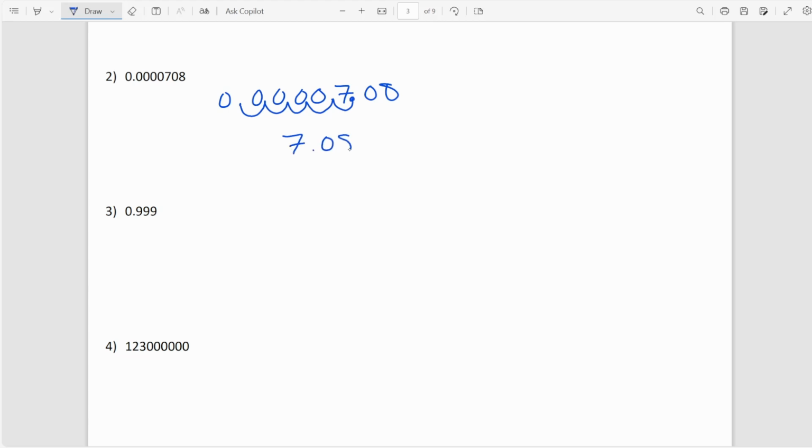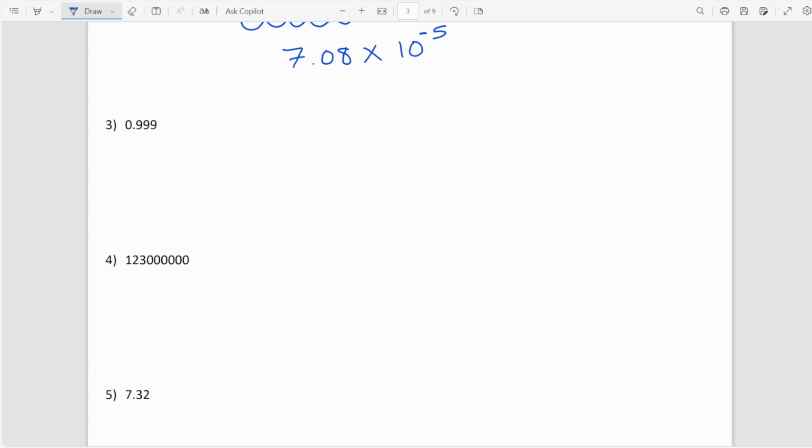So 7.08. And again, our number was smaller, became bigger. So our power will be smaller. So this will be negative right here. And how many times did we move? Well, we moved 1, 2, 3, 4, 5 times. Okay, so it's power of negative 5.